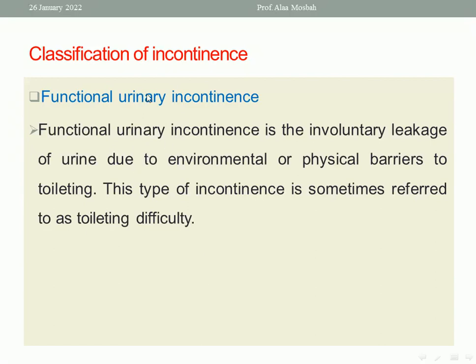Lastly, the functional urinary incontinence. This is the last type. What is the functional urinary incontinence? It is the involuntary leakage of urine due to environmental or physical barrier to toileting.